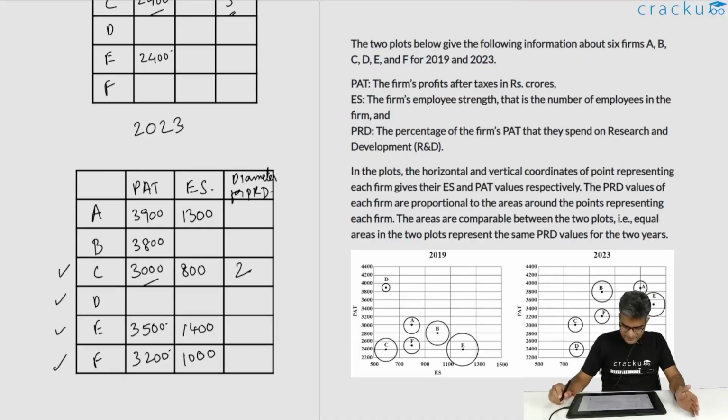For C we have all the information. For D the PAT is 2400, employee strength is 800. For the remaining two, we already have the PAT and the employee strength. We need the diameter. For C, it is 2 units. For D, also it is 2 units. For E, it is 3 units. For F, also it is 2 units.